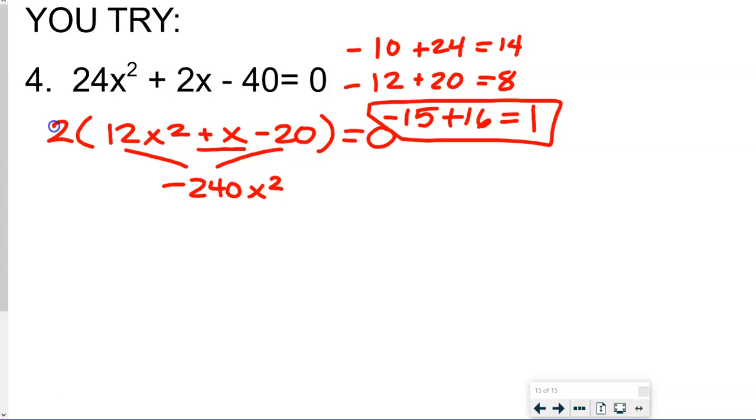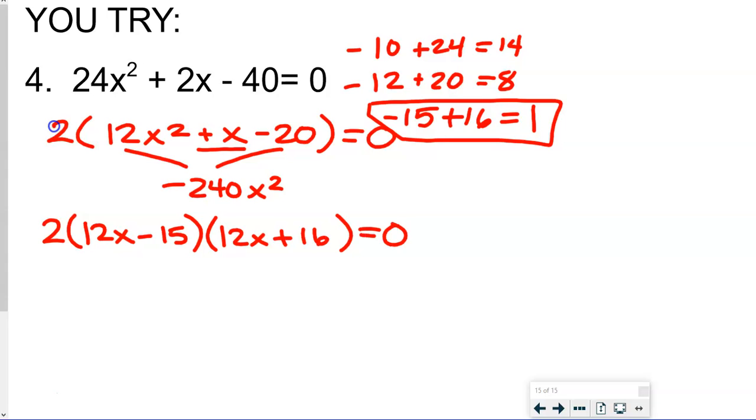So here again, when we do this, we got our 2 out here. We got 12x. Remember, we're using our coefficient. 12x, and we're going to do -15 and plus 16. Again, remember, these are equal to 0. We could still divide out our 2 here. Still going to give us our 0, right? So we've got, now again, we can GCF this at this point, or we can just set them equal to 0 and solve it, but it's your call.